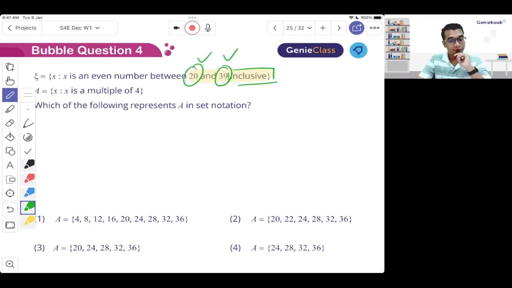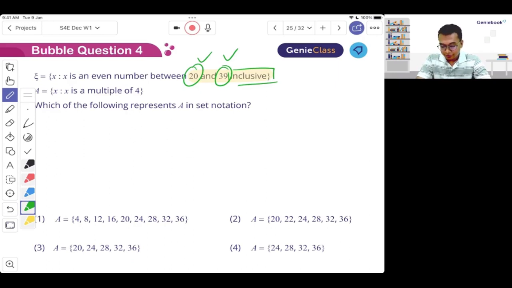Okay, if you have a piece of paper with you, make sure you take some time to write down the set notation properly. Okay, because you're going to need that. Just giving you a heads up, you are going to need that for bubble question 5 and bubble question 6.